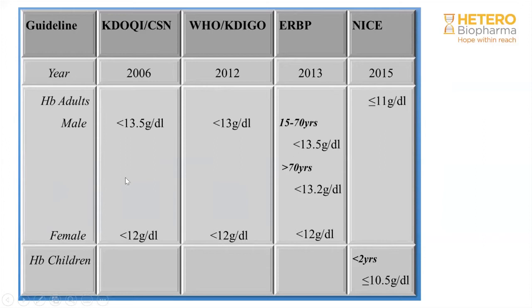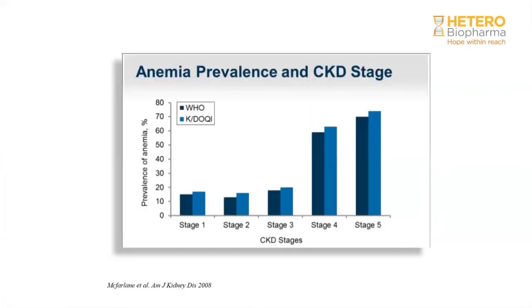NICE is very conservative. If you look at all the guidelines, NICE is very conservative in its definition of anemia. As we all know, as we progress across the stages of chronic kidney disease, the incidence of anemia gets worse, and when someone is at stage 5 chronic kidney disease, 80% of them tend to have a hemoglobin which is less than 13 in males. We see this difference because of the cutoff. KDOQI has a cutoff of 13.5 and WHO has a cutoff of 13, and that's the reason you have a difference in the graph between the incidence of anemia.